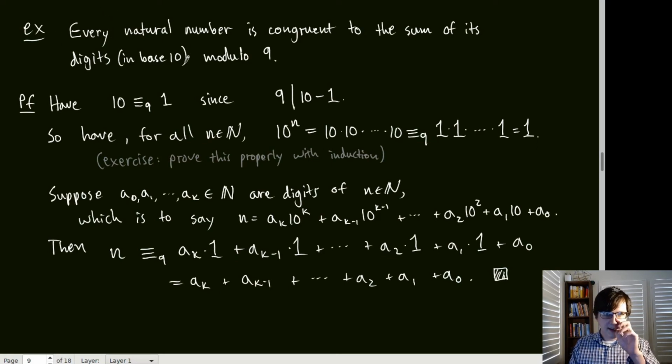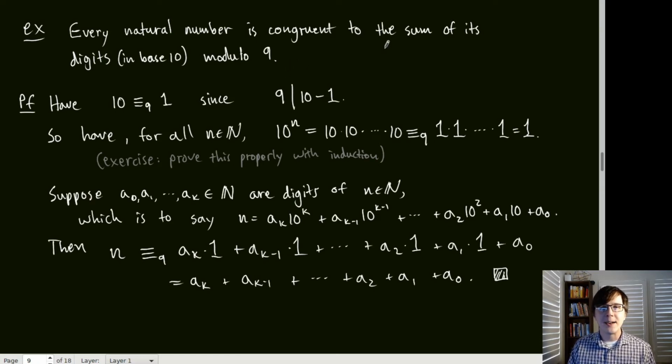This one is a classic one, and it's actually a pretty good way of testing divisibility by 9. And it's that every natural number is congruent to the sum of its digits in base 10, modulo 9. So for example, 18 is congruent to 8 plus 1 mod 9 according to this, and 8 plus 1 is 9, which is a multiple of 9, so 18 is a multiple of 9, though it's also 2 times 9.